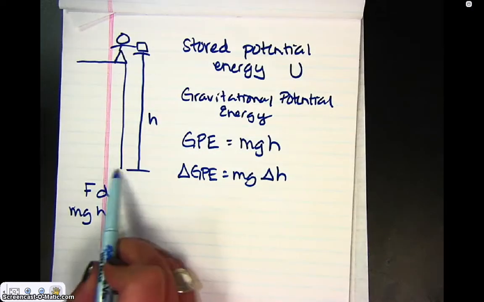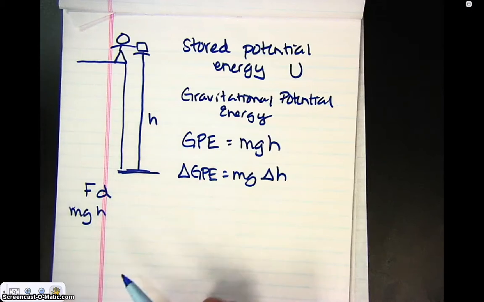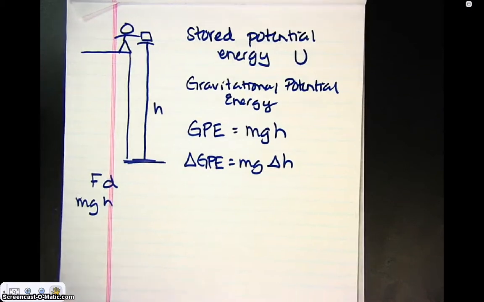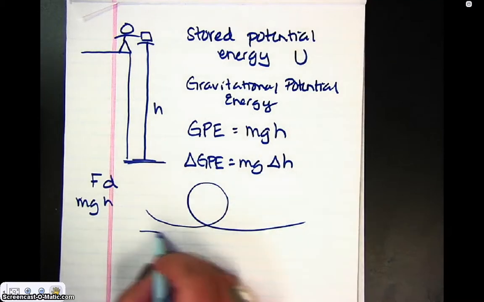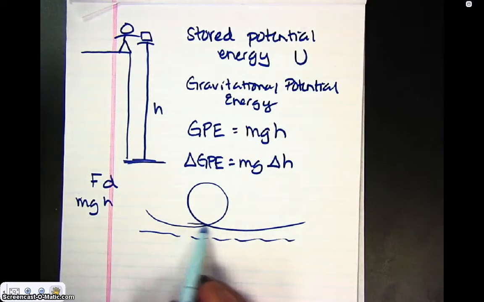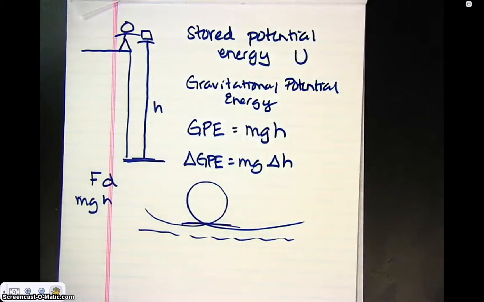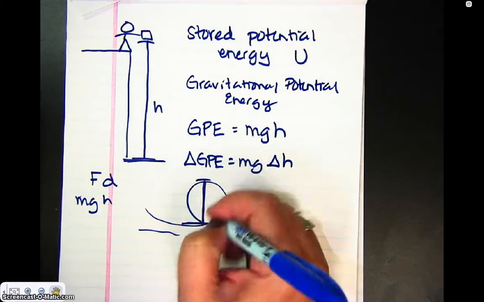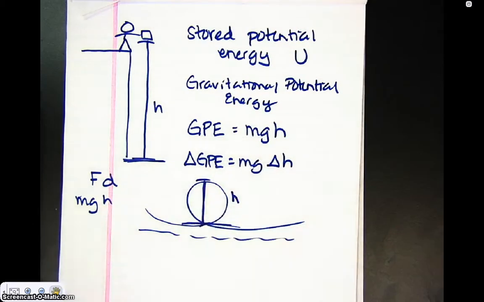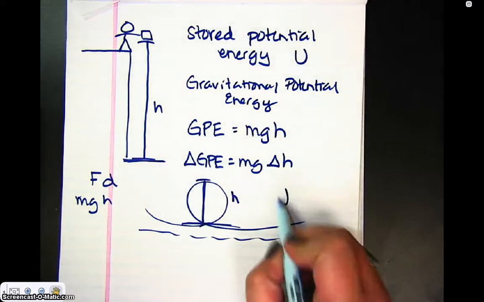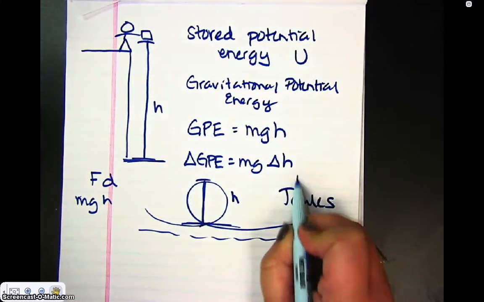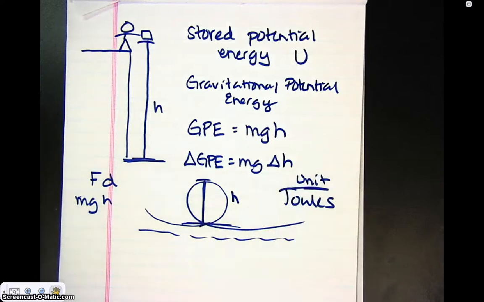Now, in this case, I have the ground as being position 0, but if we're dealing with, say, a roller coaster problem, where we have a roller coaster like this, and here's the ground, but here's the relatively lowest position in the system, we could use this as our height and set this as position 0, right? Again, this is energy, so our unit is going to be joules. So that's one type of stored potential energy.